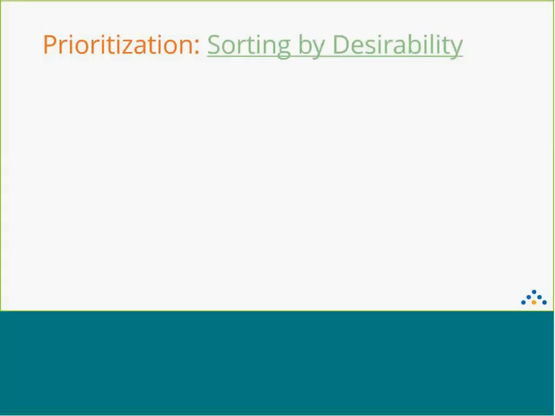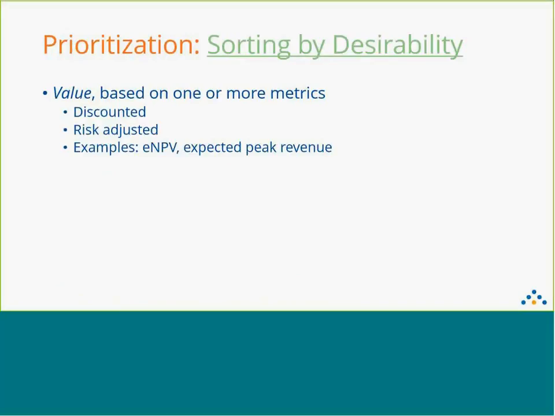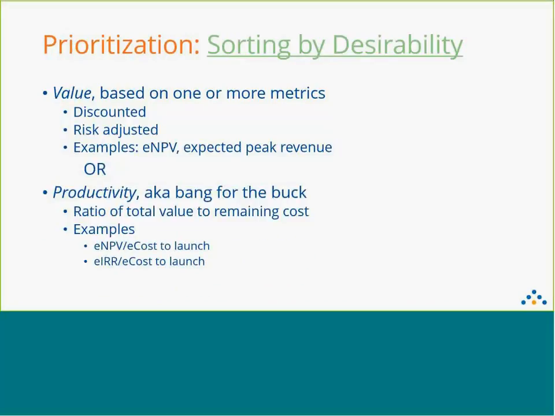So prioritization is simply sorting by desirability. You have a series of products, projects, initiatives, and you want to be able to sort them to prioritize your spending. So you can very simply do this based on one or more metrics that look at value, such as a risk-adjusted NPV or expected peak revenue. Or you can look at productivity, which takes into account the cost of each of these investments, specifically the total cost to launch and also the cost in the current budget period. And look at the bang for the buck.